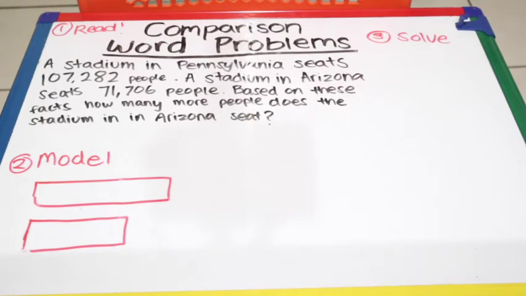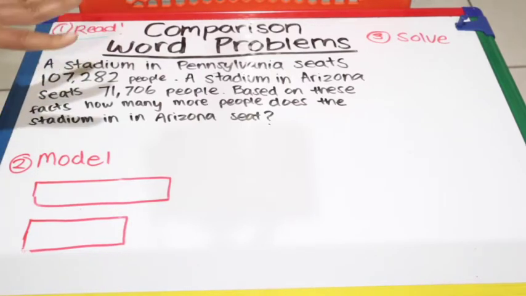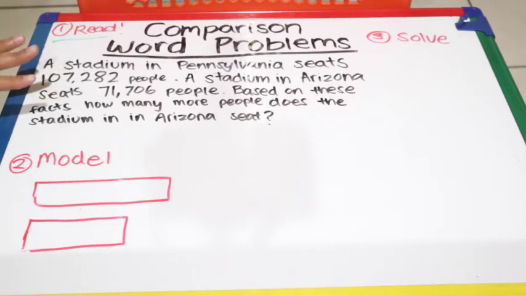Here is another example of a comparison word problem. As we read our word problem, we're going to look for 3 different things. We're going to look at the first value, the second value, and then the question that this word problem is asking. So let's go ahead and read.